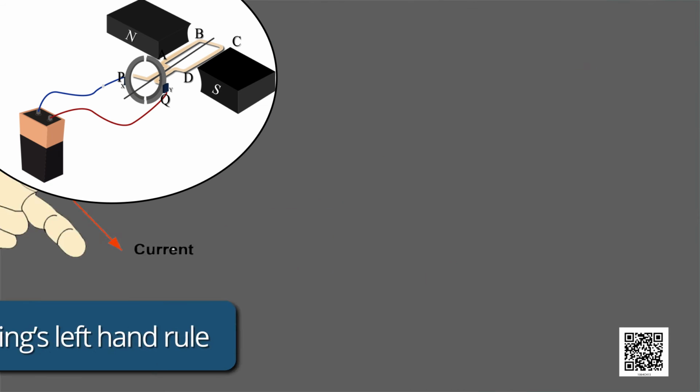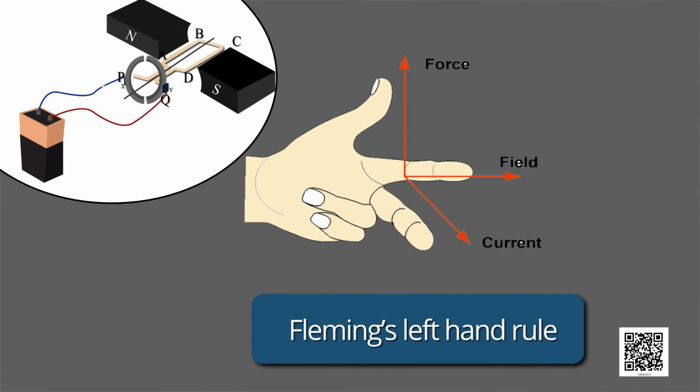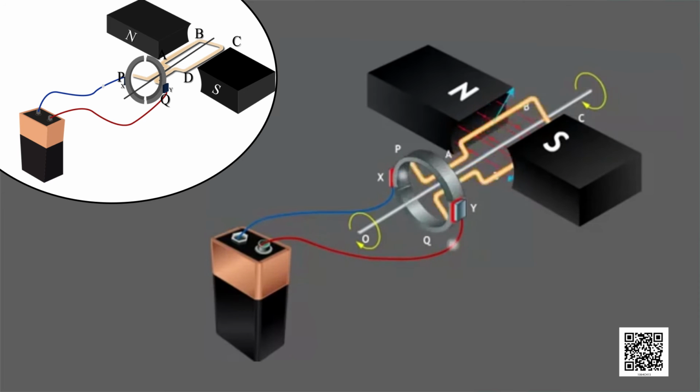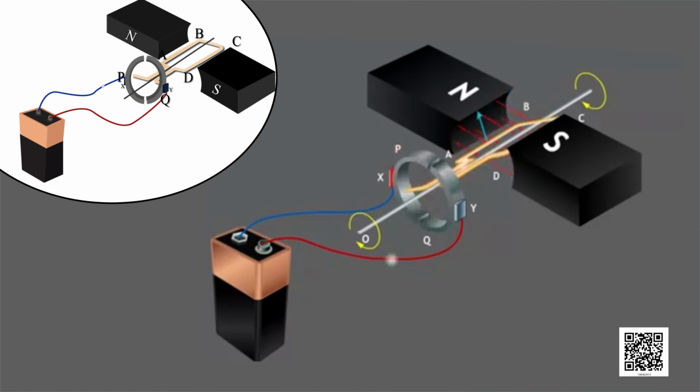On applying Fleming's left-hand rule for knowing the direction of force, we find that the force acting on arm AB pushes it downwards, while the force acting on arm CD pushes it upwards. Thus, the coil and the axle mounted free to turn about an axis rotate anti-clockwise.